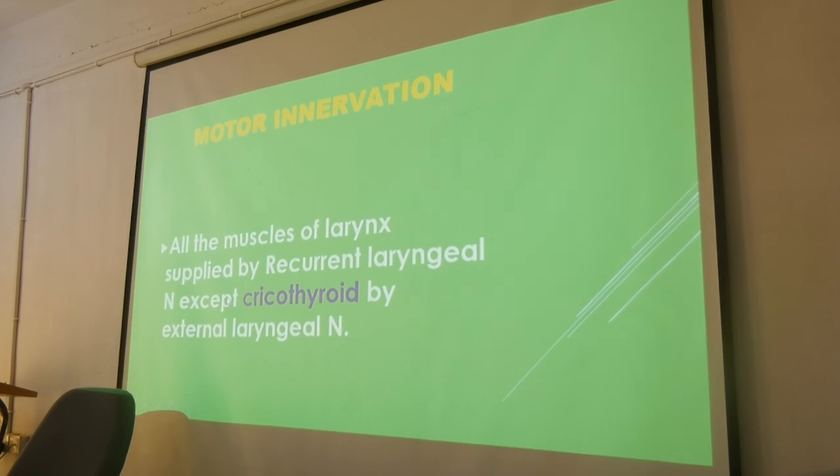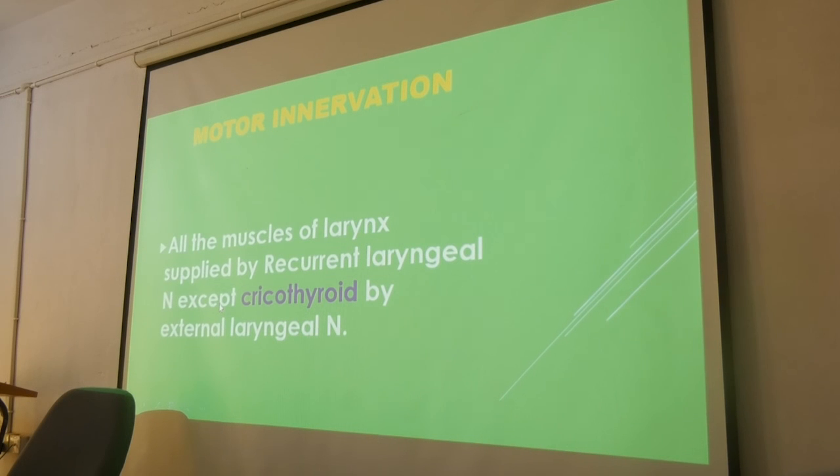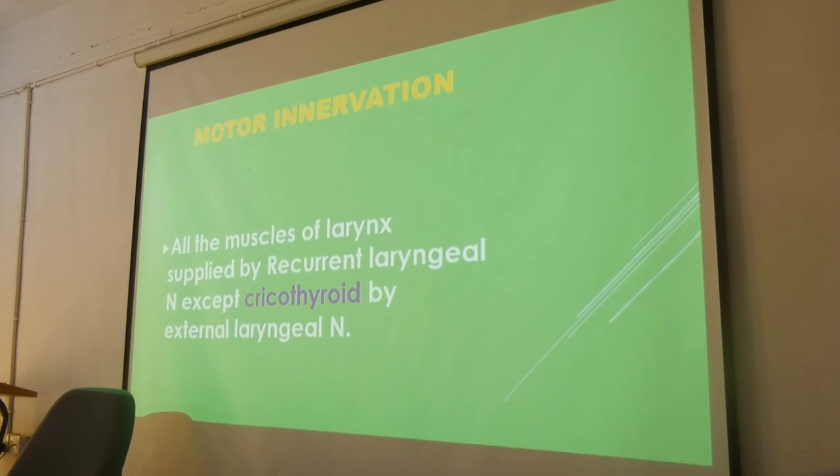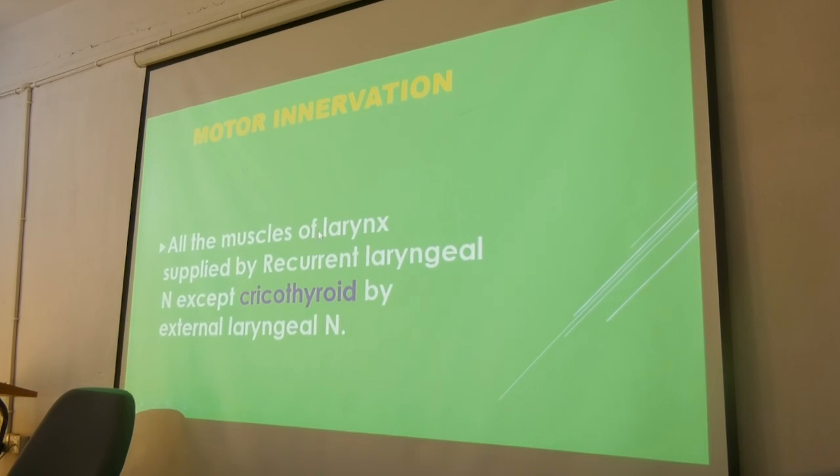Okay, all of the muscles of the larynx are supplied by the recurrent laryngeal nerve except cricothyroid, which is supplied by the external laryngeal nerve. How do you remember? Small letter C and E look similar. So cricothyroid is supplied by the external laryngeal nerve. Numerous times it is repeated.